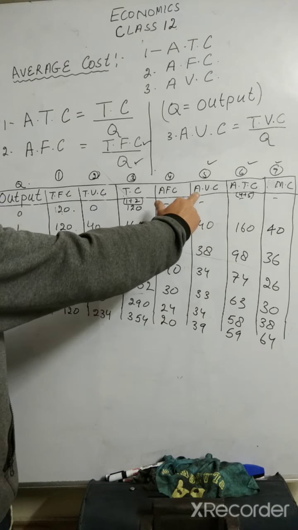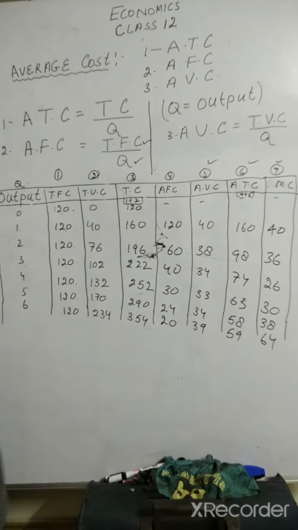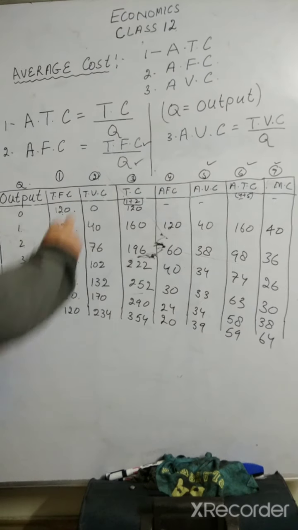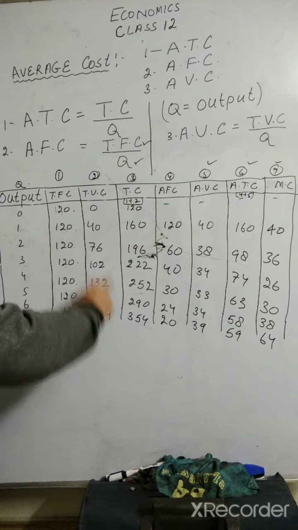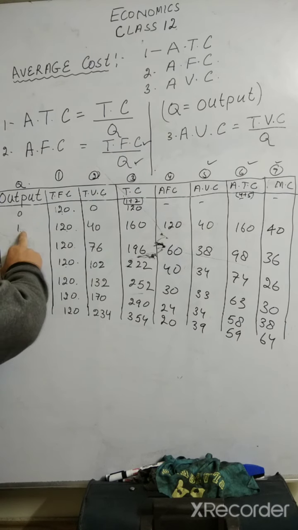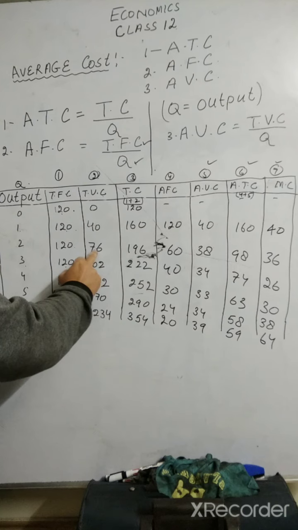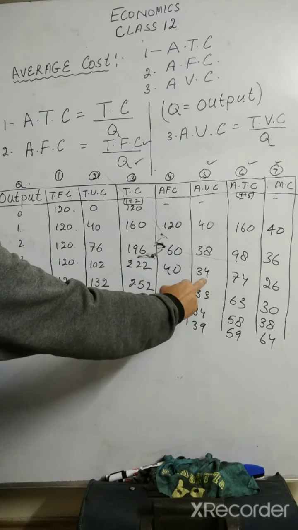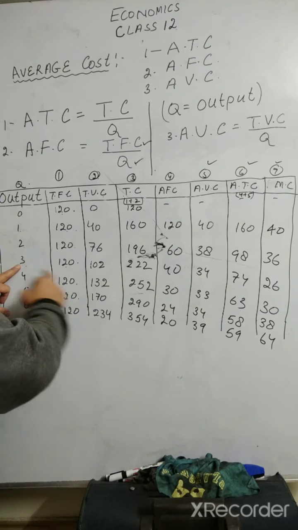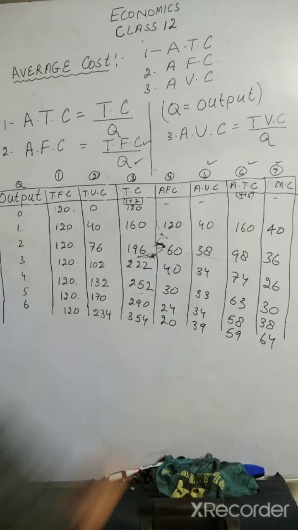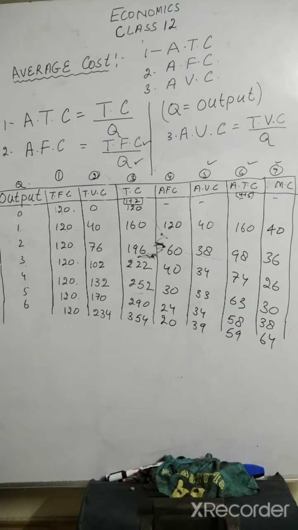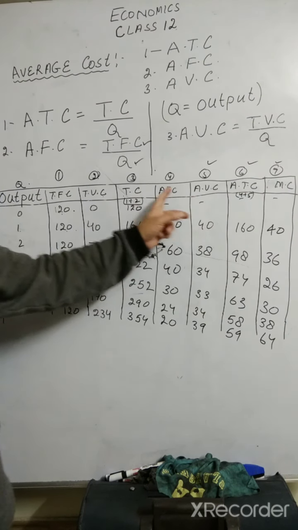In a similar way, if it is asked to calculate average variable cost, average variable cost is total variable cost divided by Q. How much is total variable cost? You will see this column. This divided by this. 40 divided by 1, it is 40. Then 76 divided by 2, 38. Then 102 divided by 3. Got it? So this way you can calculate average variable cost. Now if it is asked for average total cost, how will you find it? To find average total cost, you add these two.